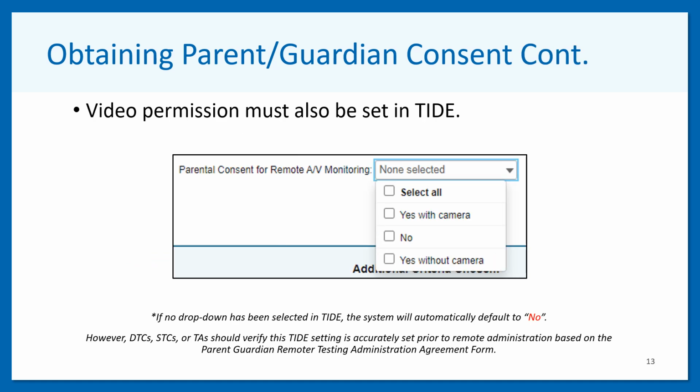If the parent has granted permission for their child to have video or audio enabled during remote testing, the DTC, STC, or TA will need to indicate the preferences within TIDE. Similar to the remote testing settings, if no dropdown has been selected in TIDE, the system will automatically default to no. However, DTCs, STCs, or TAs should verify this TIDE setting is accurate and set prior to remote administration based on the information obtained in the parent-guardian remote testing administration and agreement form.